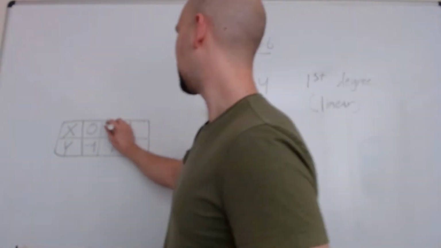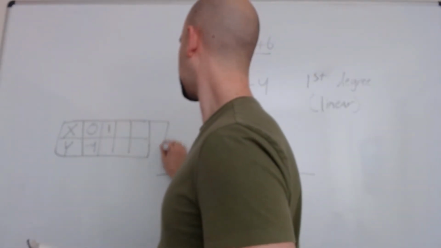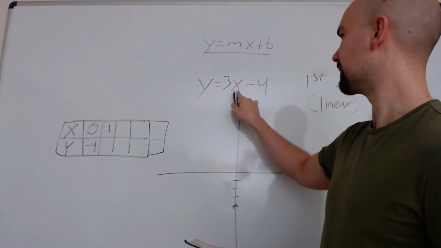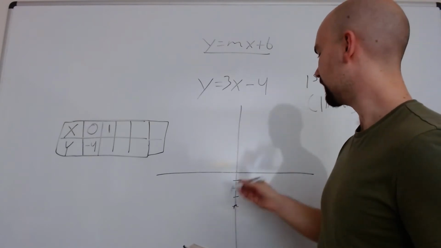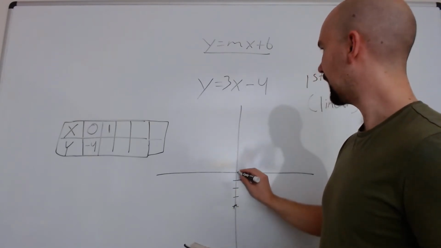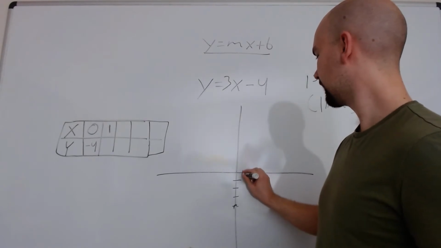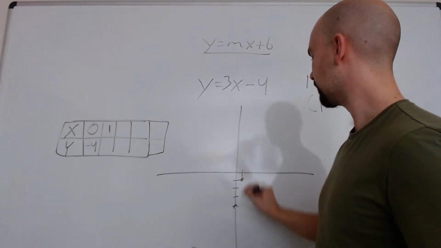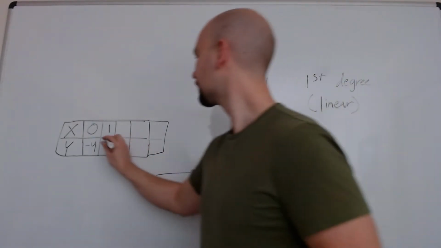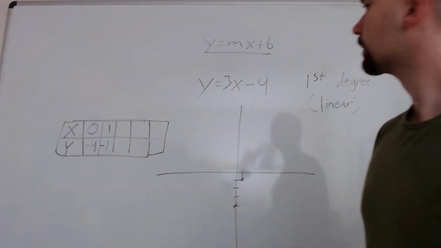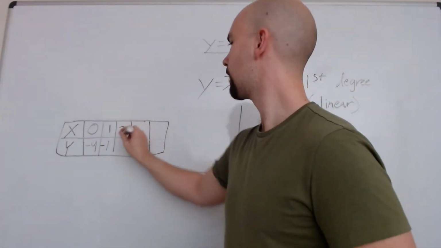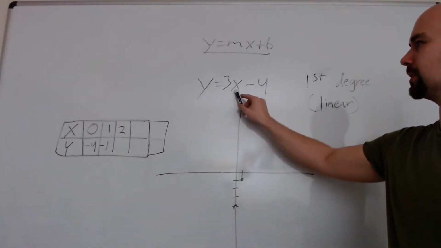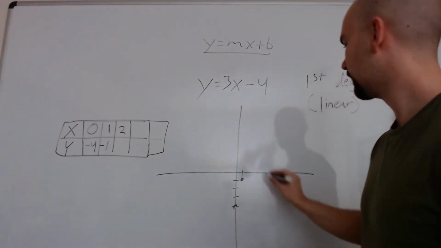Let's enter another one. How about positive 1? So if x equals positive 1, y equals 3 times 1, which is 3, minus 4, which is negative 1. So that would give us x equals 1, y would equal negative 1. This is pretty steep, actually. All right, so now let's do 2. Let's say that x equals 2. So 3 times 2 is 6, minus 4 is 2.